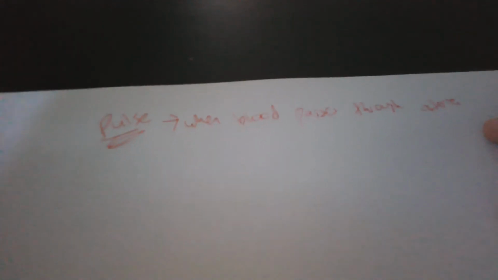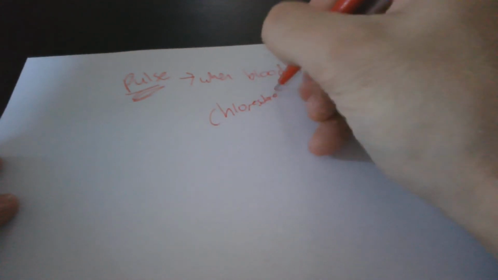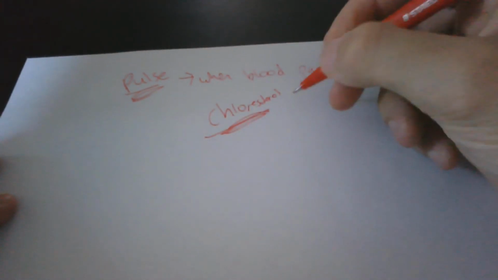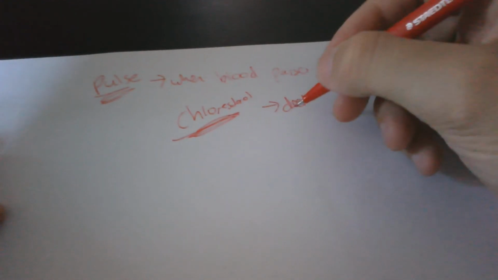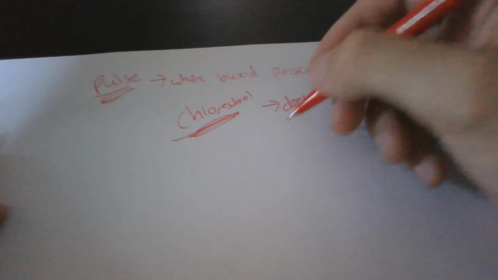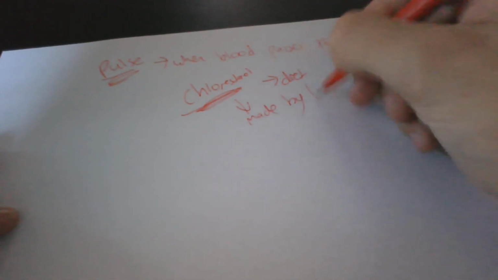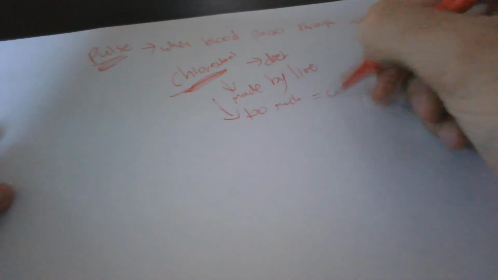So, what are the diseases of the circulatory system? Okay, cholesterol. High cholesterol. One disease. It's mainly from diet. Okay, from the food you eat. If you eat a lot of fatty foods, okay, it can cause problems. And cholesterol is actually made by the liver. Okay, too much cholesterol equals clogged arteries.